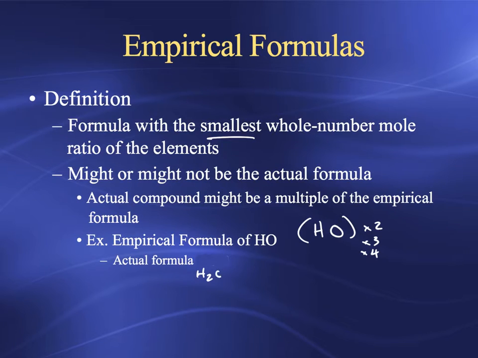But the empirical formula of it is the simplest ratio. Well, this is 2 to 2, but the simplest version of that is 1 to 1. So that's why the empirical formula for hydrogen peroxide would look like this, even though the actual formula is double that. So you would be multiplying it times 2. But I'm going to show you how to find the empirical formula of a compound based on its percent compositions.